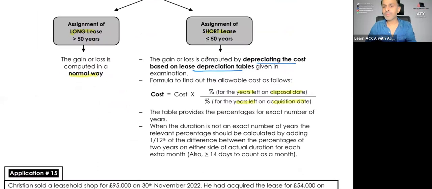When the lease was taken out, at that time, how many years were left to run before the lease expires? And on the date of disposal, how many of those years are left now? So respective values will be chosen from the table of lease percentages, and we will put them into the numerator and denominator to multiply with the cost, to adjust. The table provides the percentages for exact numbers of years. If the years left include months, then we will have to do some extra calculation to find that percentage based on the months. Otherwise, complete years will be provided.